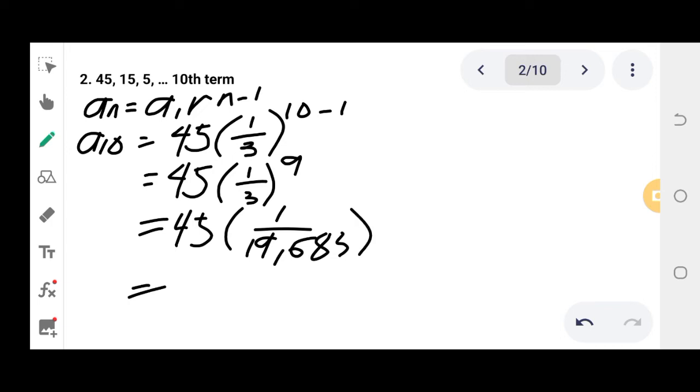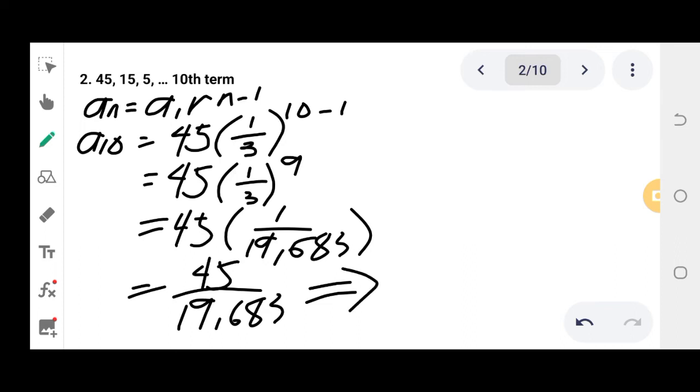So, that is equals to 45 divided by 19,683. So, getting the lowest term of this fraction, getting 9 po as the common factor. So, that will be 5 over 2,187. And that is your answer, A sub 10.